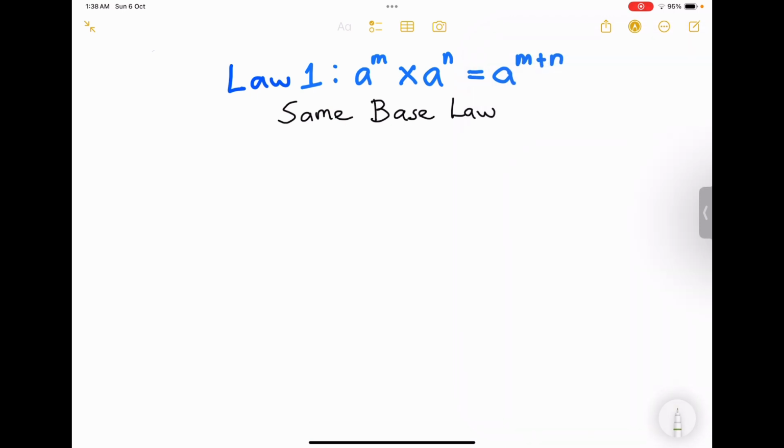Let us look at a few examples. Simplify two to the power 3 times 2 to the power 5. I will do this question using two different methods. First, using a long method. After that, I will make use of the same base law.